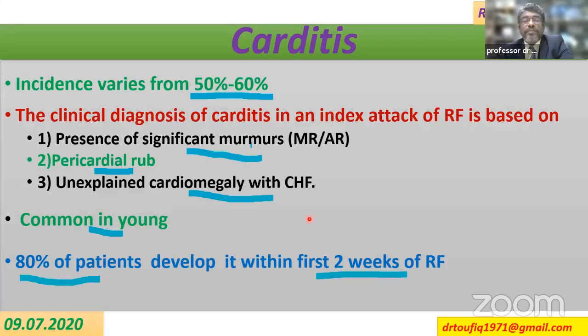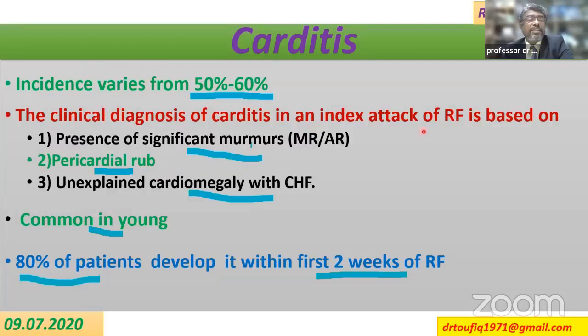And now we'll discuss in detail carditis, Sydenham's chorea, arthritis, the subcutaneous nodule, and erythema marginatum. These are the features that arise from the tissue that is involved, produced when this organ is involved. Now, the carditis incidence is about 60%. That is, not all patients having acute rheumatic fever have carditis. Only 50 to 60% of patients may have carditis.